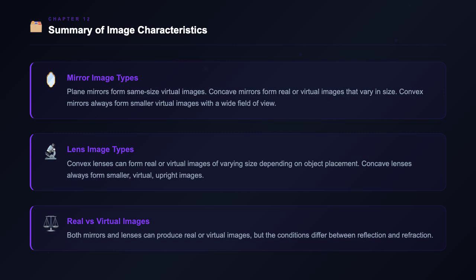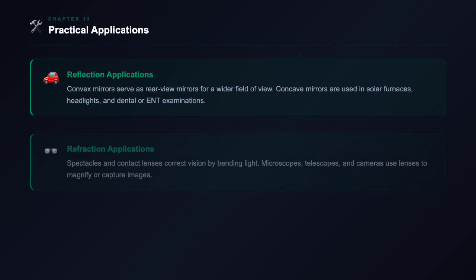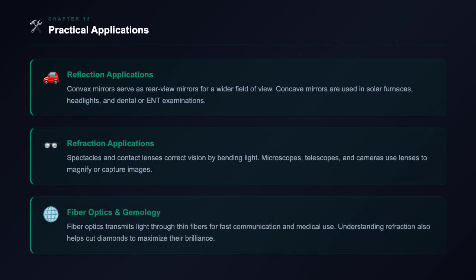Lenses use refraction, not reflection. Convex lenses can produce real or virtual images, inverted or upright, with varying size. Concave lenses form virtual upright images, always smaller. Both mirrors and lenses can produce real or virtual images, with conditions differing. Reflection and refraction have many practical uses.